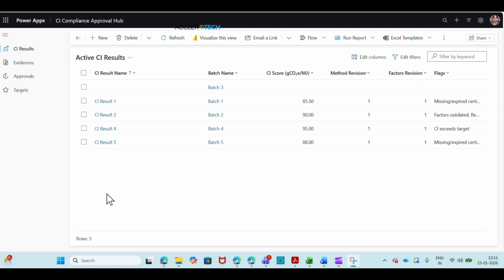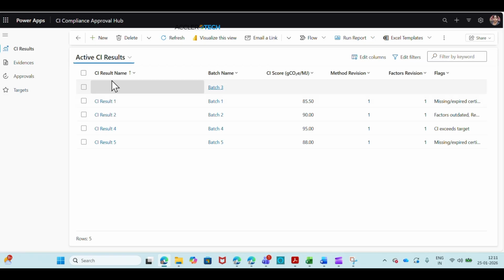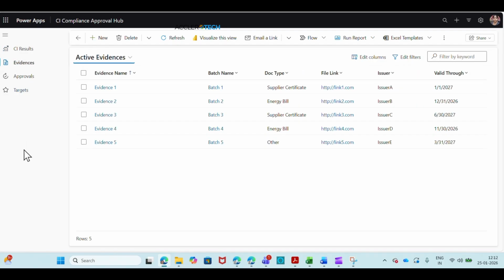This is the CI compliance approval hub, which is a dashboard where you can view the CI results, evidences, approvals, and the target details. We can see the active CI results, the inactive CI results, where the result name, batch name, the CI score, everything is seen in one go, and we can see the new results are also added. Next are the active evidences, the evidences which have been submitted for the CI, such as supplier certificate and energy bill, so that it ensures they are good to go.